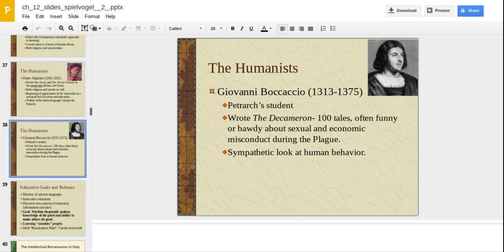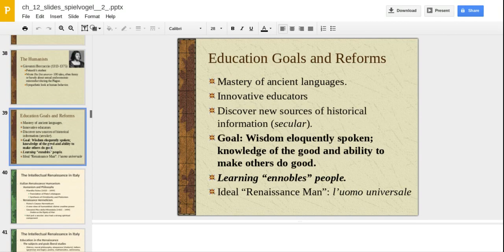Boccaccio was one of Petrarch's students, and he's going to write the Decameron, 100 Tales, often funny, bawdy, sexual economic misconduct during the plague. And he has a sympathetic look at human behavior.